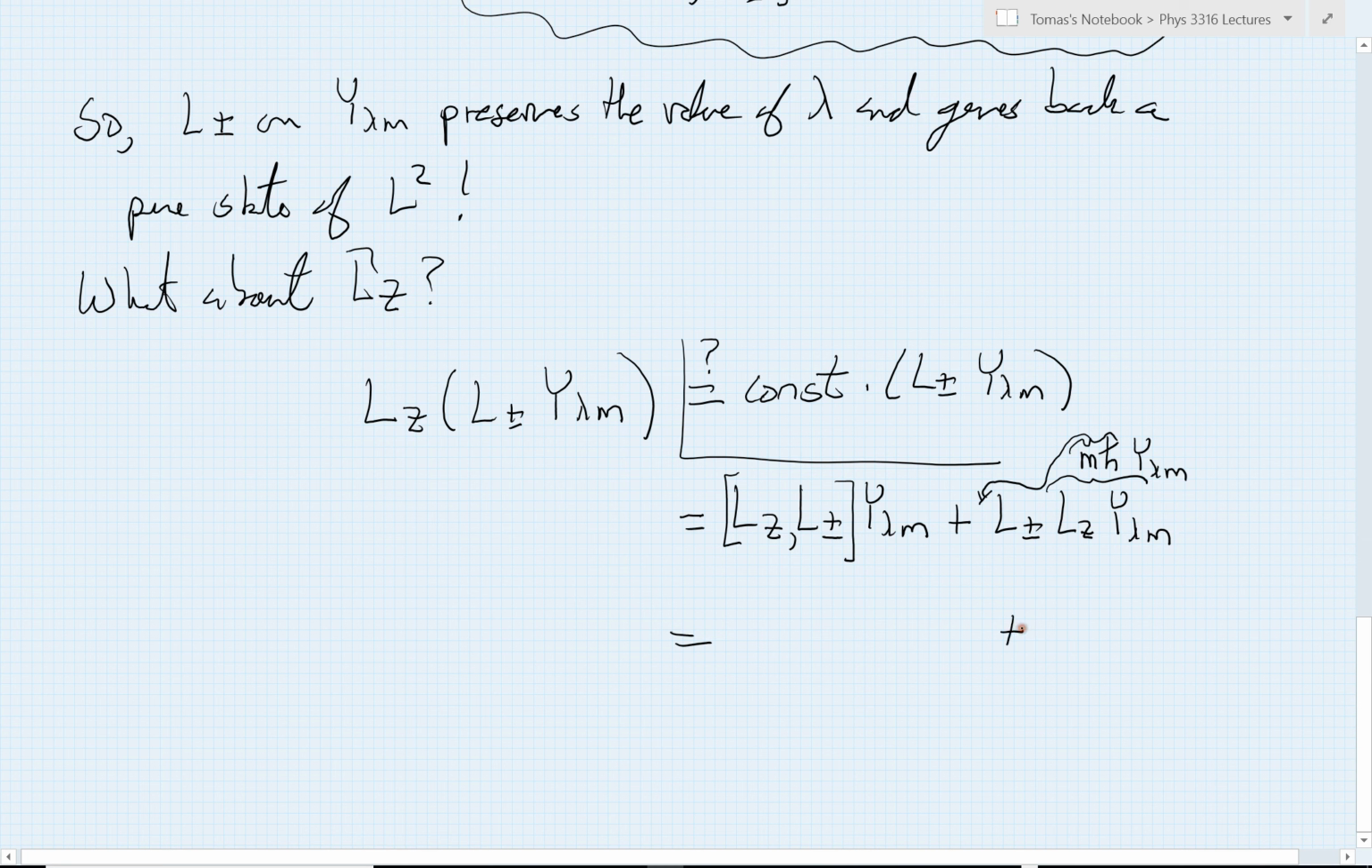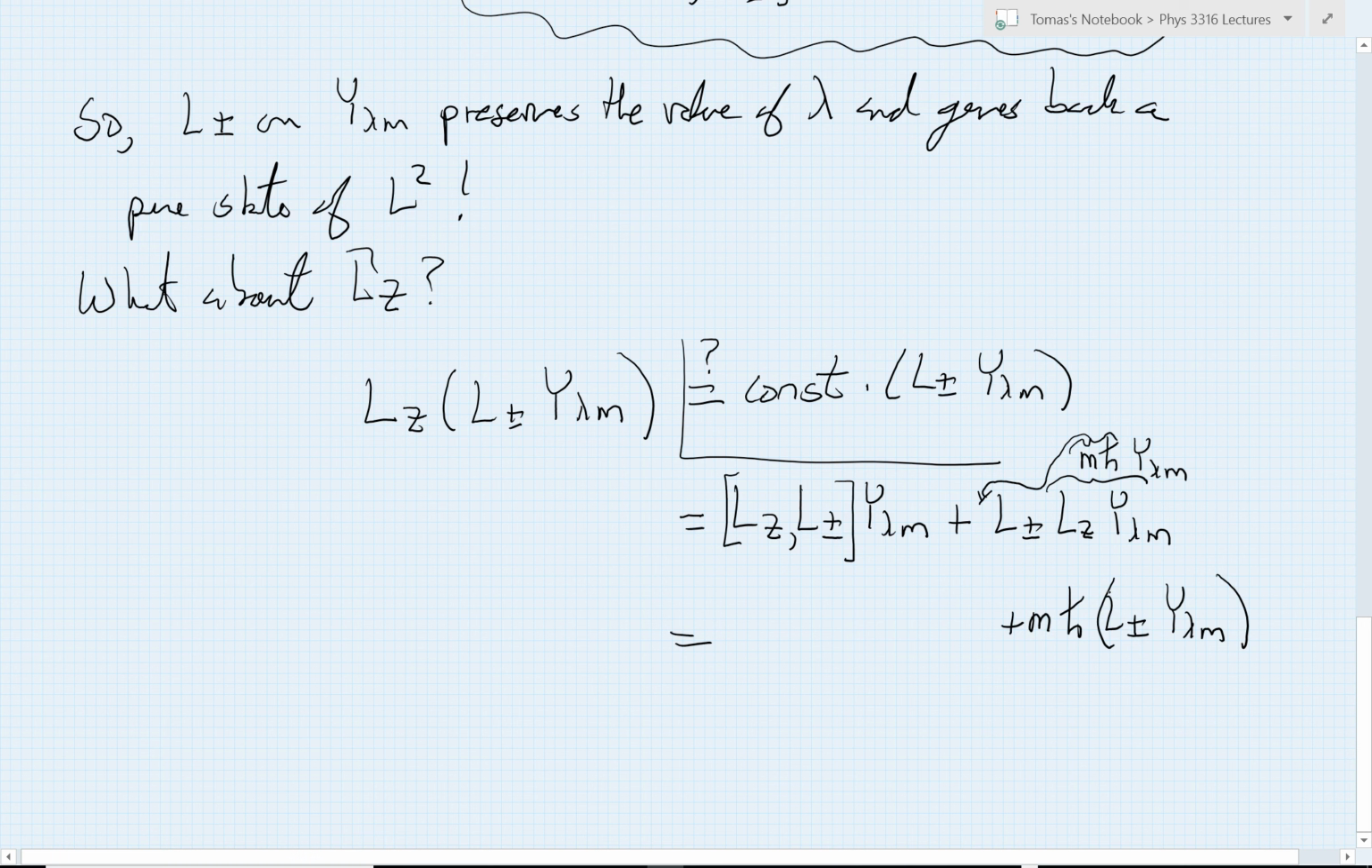I'll get a plus. This constant here has come out. That will be m h bar. Then it's been pulled out of the L plus or minus, so the L plus or minus is still acting, and what it's acting on is the Y lambda m. So indeed, what I am getting back again is a constant. Let's make sure it's clear what the constant is. It's m times h bar times my original state. So this first piece, at least, seems to have worked out quite well.